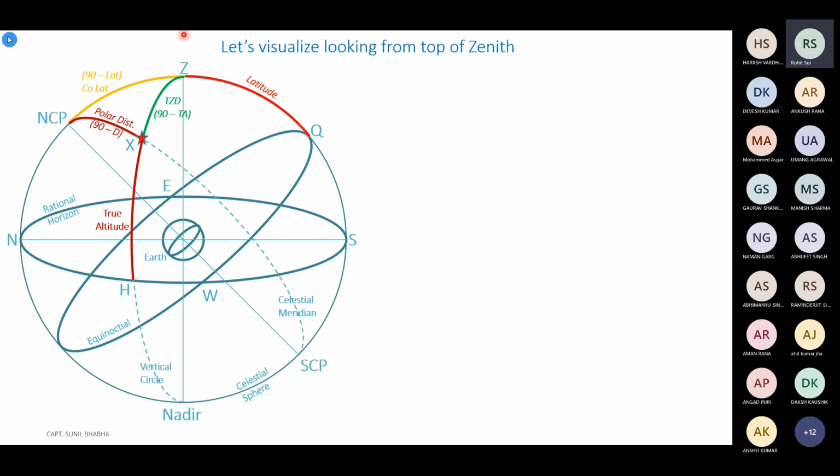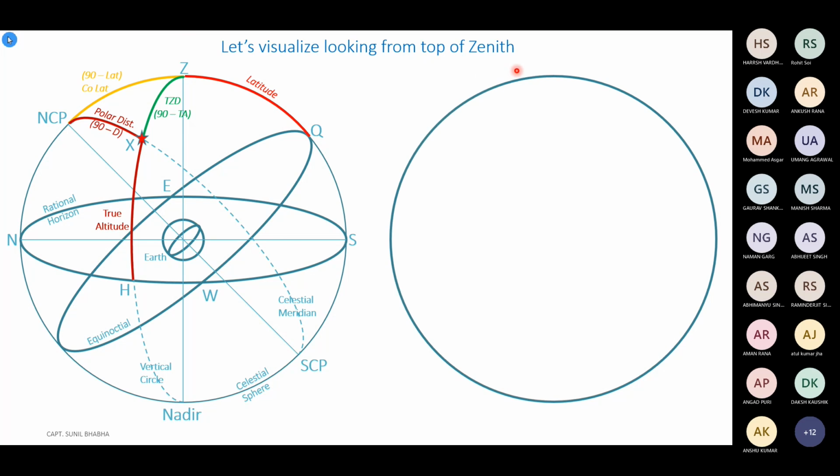So right now our eye is situated where the laser pointer is, and we are looking down at the celestial sphere. Now, how does the celestial sphere appear? We will try to put it in a diagram on the right hand side of the screen. In the blank portion you will see how the celestial sphere looks from top of the zenith. First of all, the celestial sphere looking from top is going to look like a circle again, as you see on the right hand side of the screen.